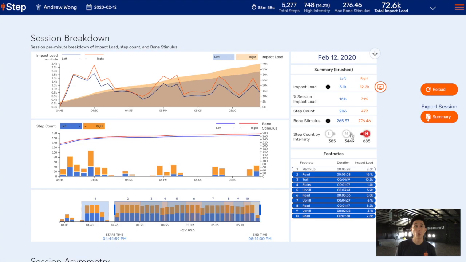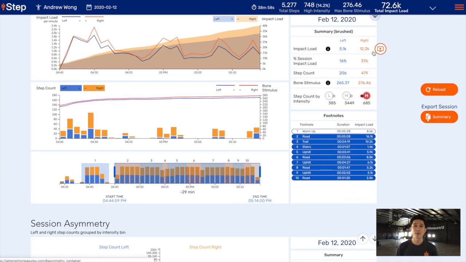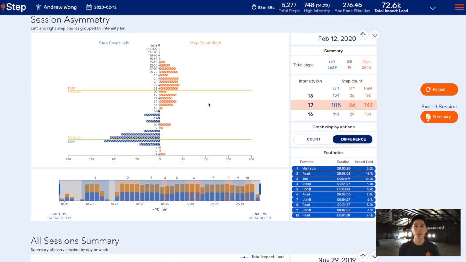We can filter out all low and medium intensity steps to paint a picture of where our high intensity steps are occurring and how much they are contributing to the overall impact load. In this case, high intensity steps contribute to a very large proportion of impact load on the right leg versus the left leg. We can also see that the right leg is consistently producing more high intensity steps. Looking at the asymmetry tree, we can see this pattern spread across all the intensity bins, and looking at the left-right difference, it is obvious that I'm right leg dominant when running.